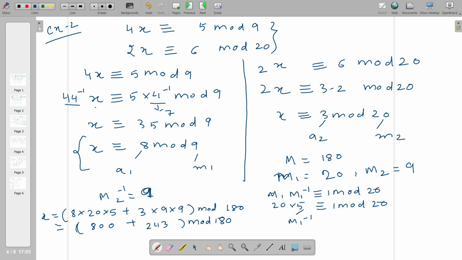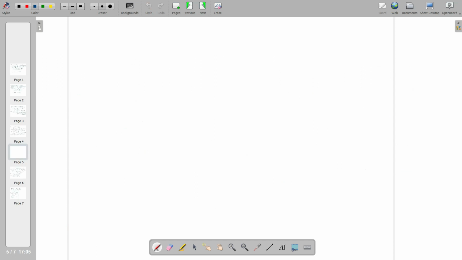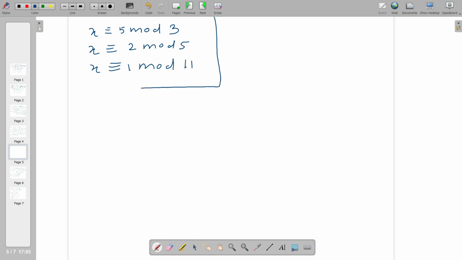So these are just two examples of Chinese remainder theorem. We can solve it for many other examples, like for example, this is another question. You can take it as homework also. So let's say x is congruent to 5 mod 3. Another, x is congruent to 2 mod 5. And another one is x is congruent to 1 mod 11. So this is another question. Try to solve it yourself.